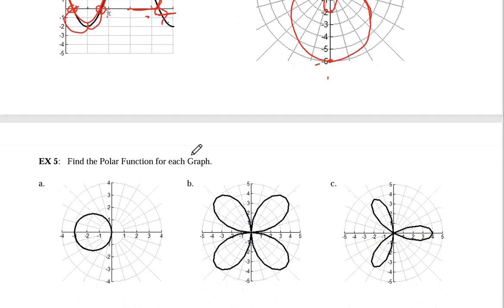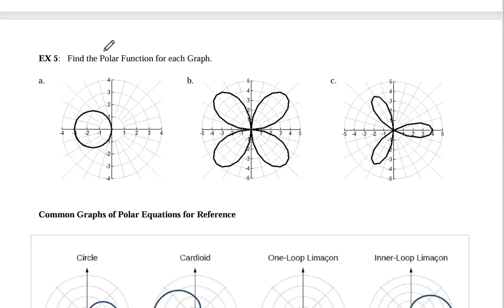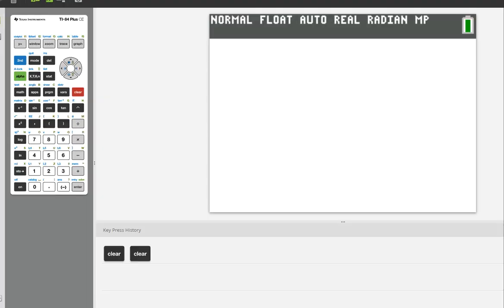Now, what you are going to want to do, for example number 5, is try to figure out what would be the polar function for each of these graphs. And you might have to mess around a little bit on your calculator. So what I'm going to do is give you a little bit of instruction with your calculator. Okay, so I grabbed my calculator. I forgot to tell you to grab yours. So grab your calculator. You can pause this for a minute.